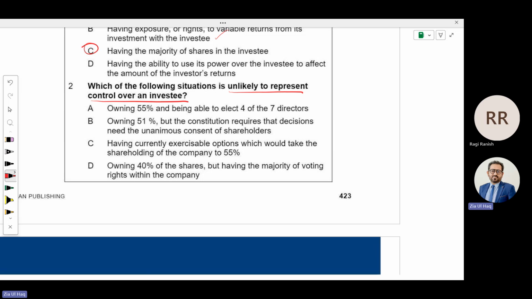In B, you need a unanimous consent of shareholders. This means if you need the consent of other shareholders, you cannot influence. This means you are not having control. So B is not having control.